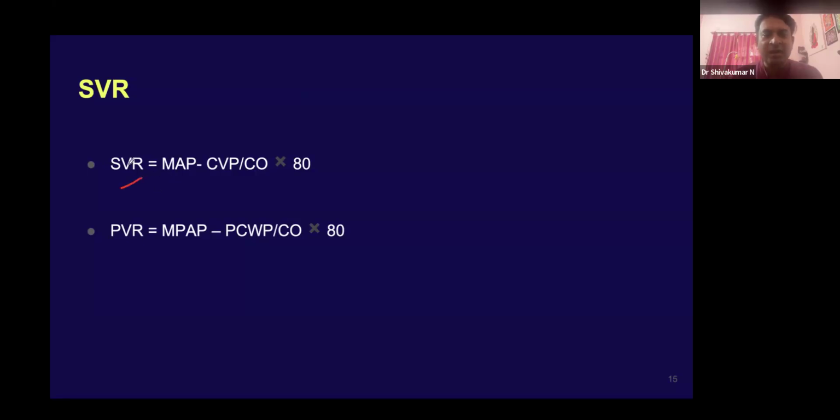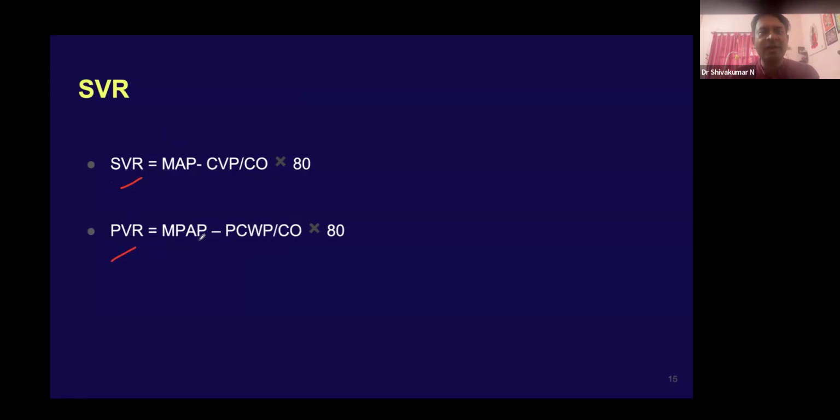From the cardiac output, you can always deduce the systemic vascular resistance. The formula is SVR equals mean arterial pressure minus CVP, divided by cardiac output, times 80. Similarly, you can calculate the pulmonary vascular resistance: mean pulmonary artery pressure minus pulmonary capillary wedge pressure, divided by cardiac output, times 80.